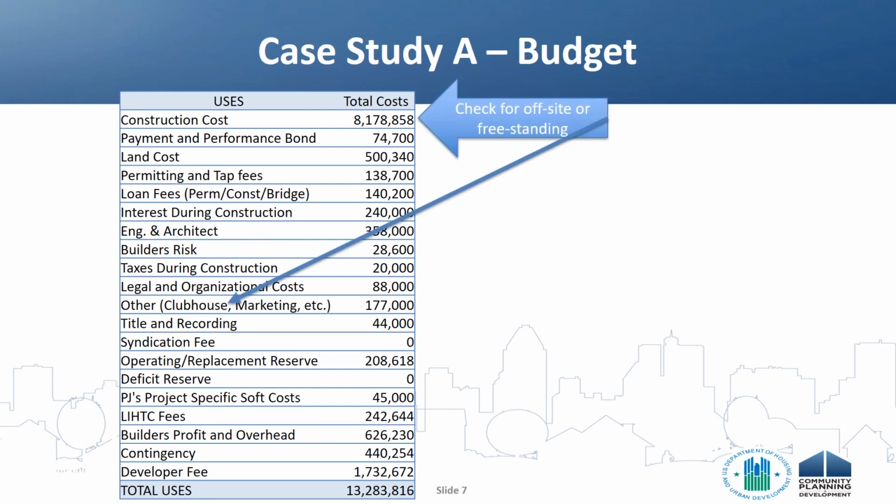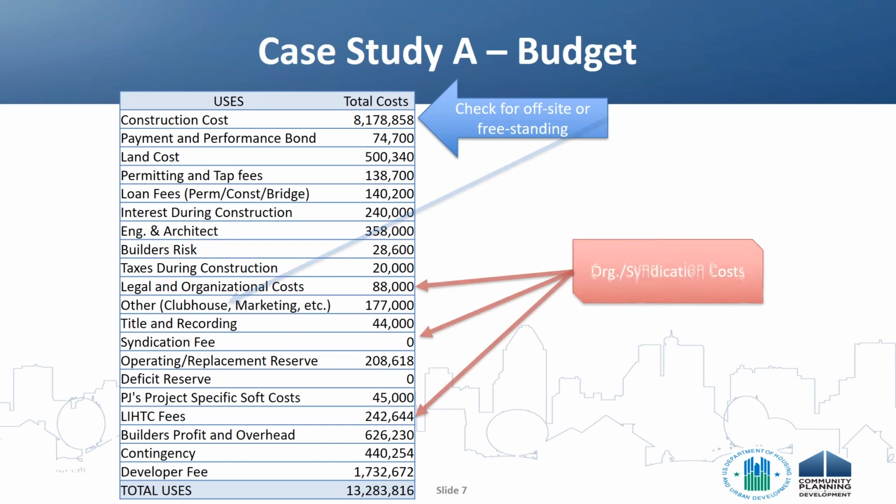First, we need to better understand the construction cost. Are there costs for off-site infrastructure included here? Or does the development include freestanding accessory structures? We need to figure that out. As we see further down, the budget for other seems to relate to a clubhouse and marketing, so that gives us a clue there's likely a freestanding building. Of course, we'll know that for sure from reviewing the plans.